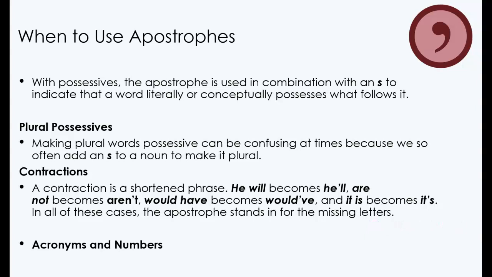Contractions. A contraction is a shortened phrase. He will becomes he'll. Are not becomes aren't. Would have becomes would've. And it is becomes it's. In all of these cases, the apostrophe stands in for the missing letters. Apostrophes are also used in acronyms and numbers.